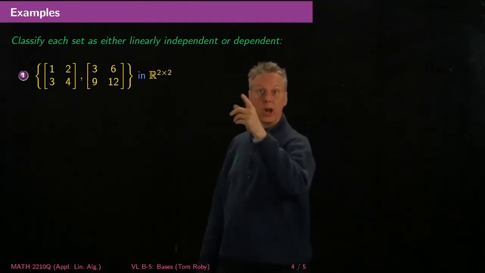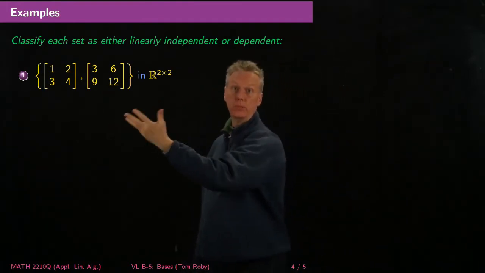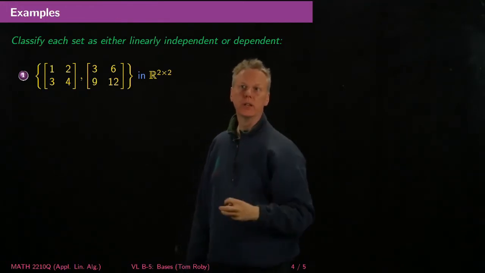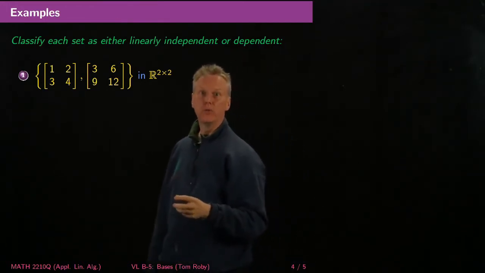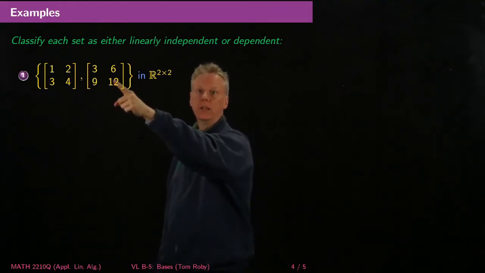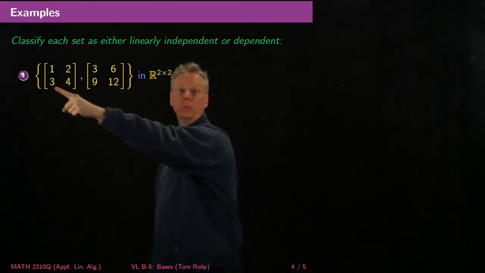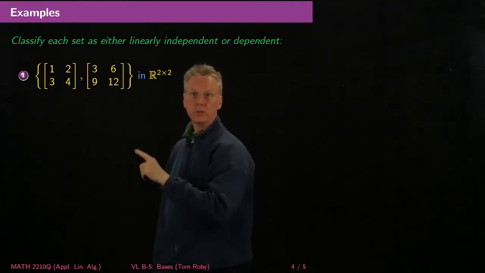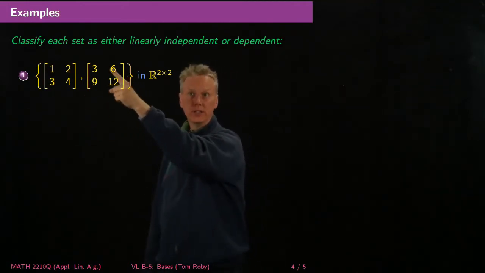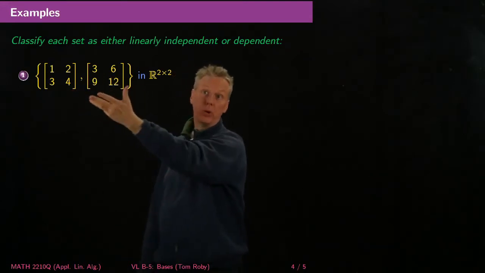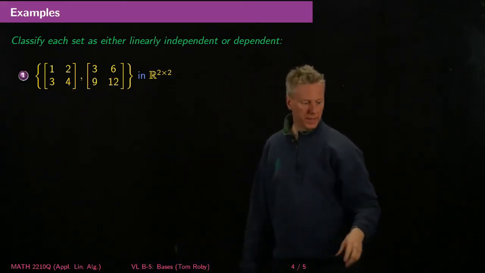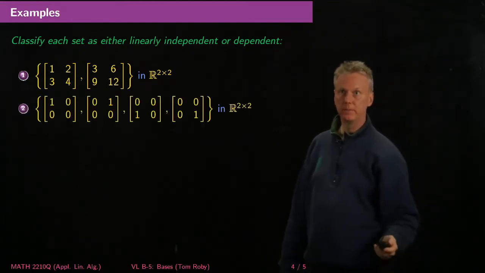So for the first one, this is in R 2 by 2, right? My elements are 2 by 2 matrices, but they're not representing linear transformations here. They're representing vectors. So I think of each of these as like a vector with 4 entries. And this is 3 times that one, right? By the way multiplication works, since multiplication is just coordinate-wise. So since this is 3 times that, it's some scalar multiple of it, and so that set is linearly dependent.